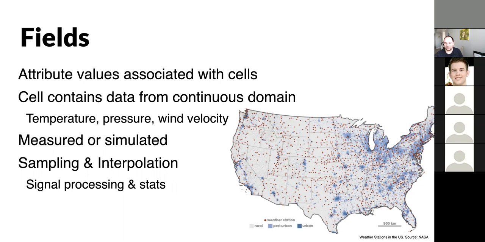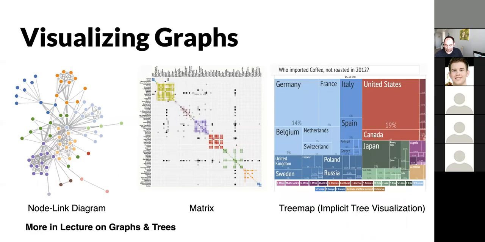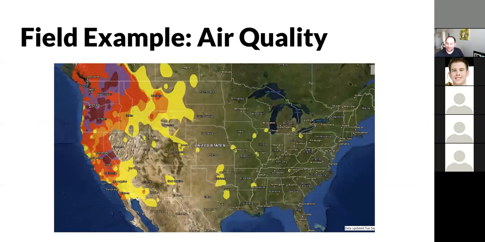And so if we want to infer the temperature, we have to worry about sampling and interpolation, which is an important area of signal processing and statistics. Here is an example of a field visualization where there's a lot of interpolation going on. This is a very current map of air quality across the United States. You can see the effect of the wildfires in California, Oregon and Washington on the air quality.